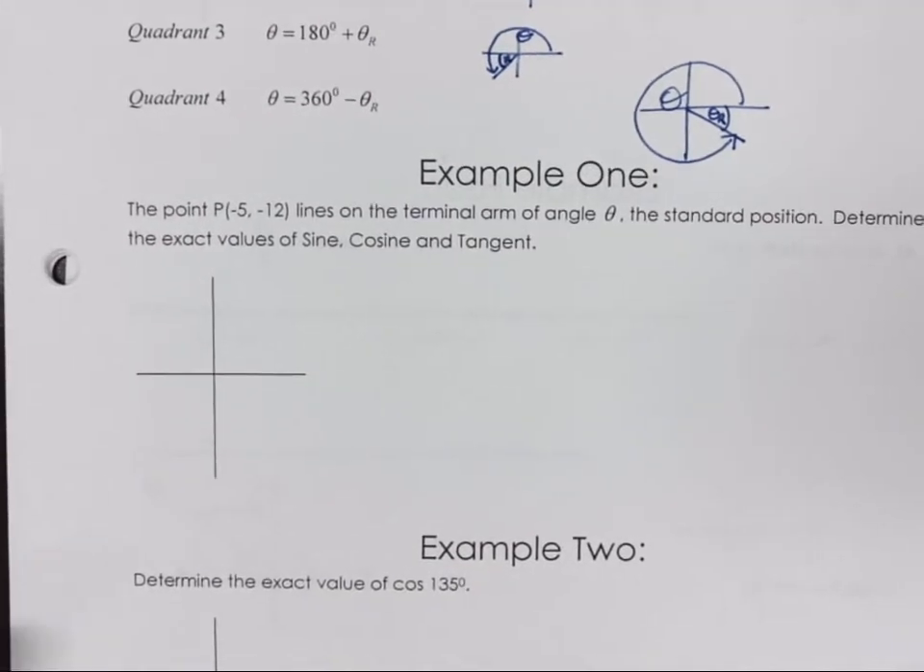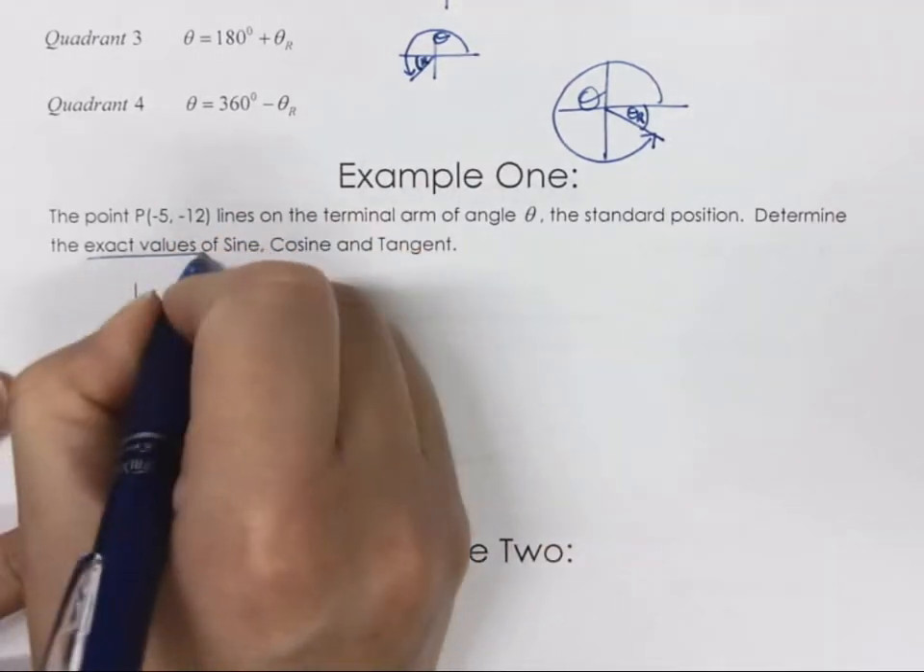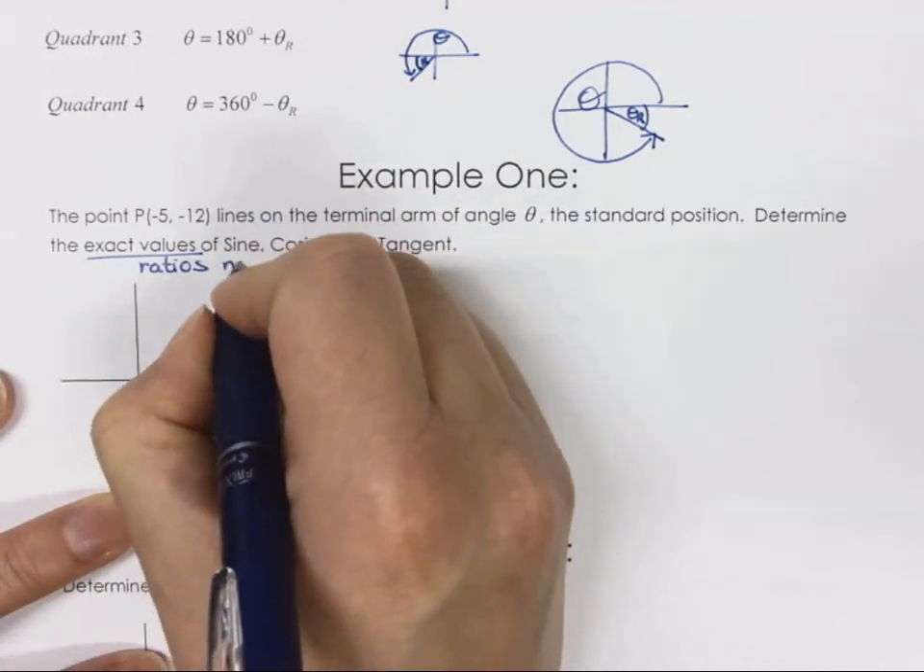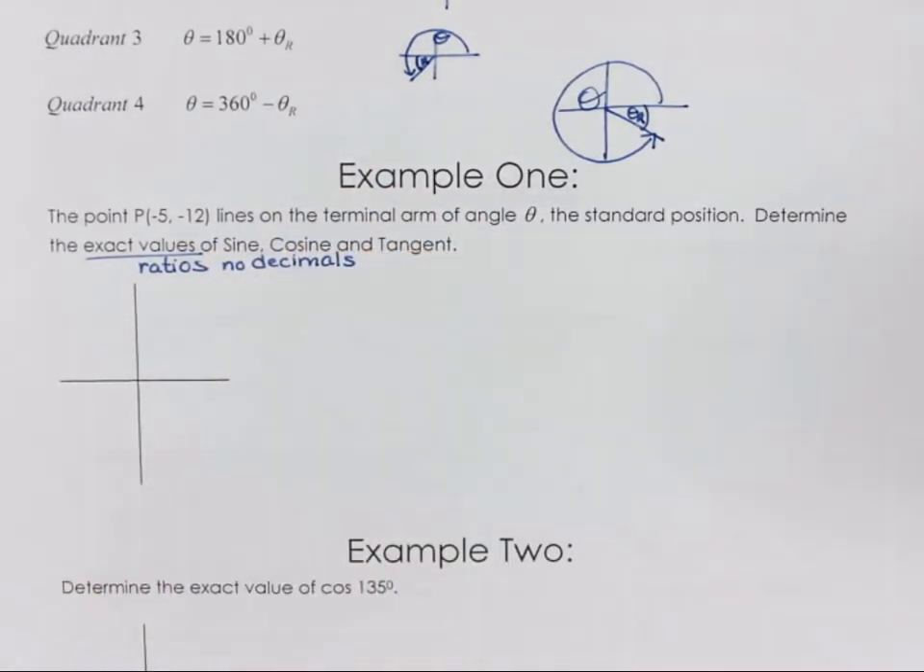Okay, everybody take a deep breath. All right, the point (-5, -12) lies on the terminal arm of angle theta in standard position. Determine the exact values of sine, cosine, and tangent. So for exact values, I want ratios with no decimals. Fractions, radicals, right? We don't want to move anything to decimals.